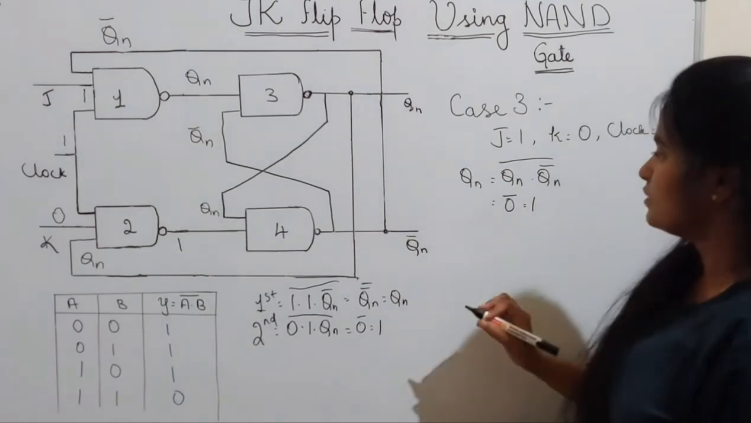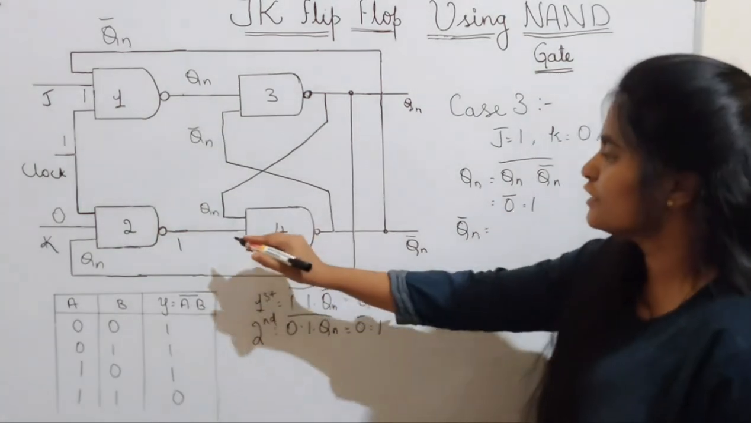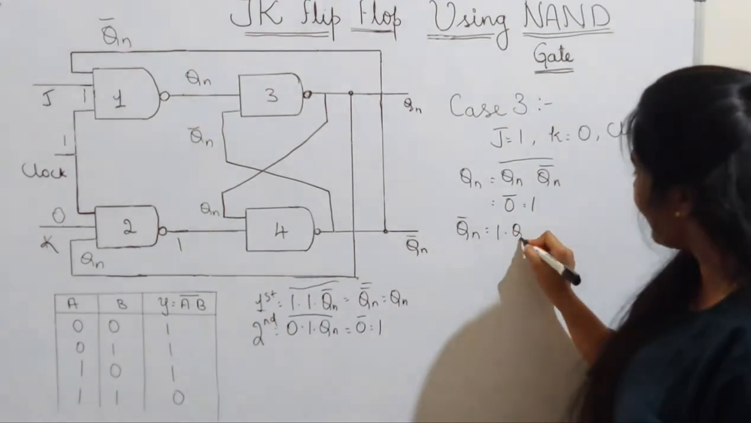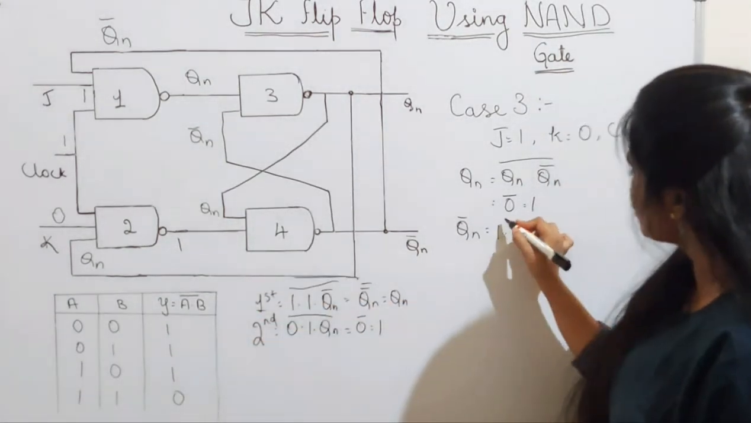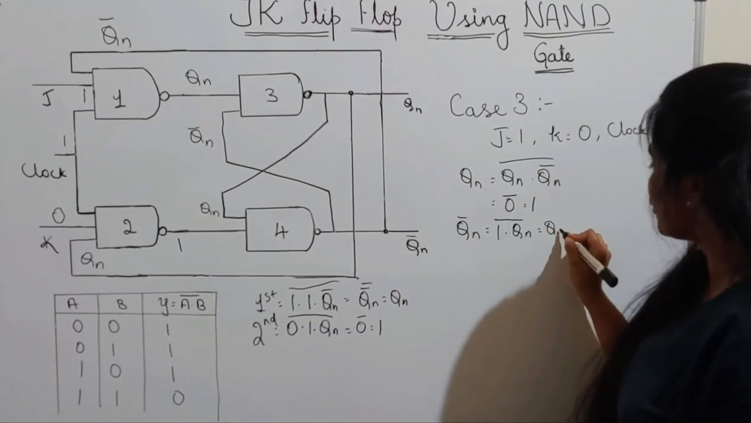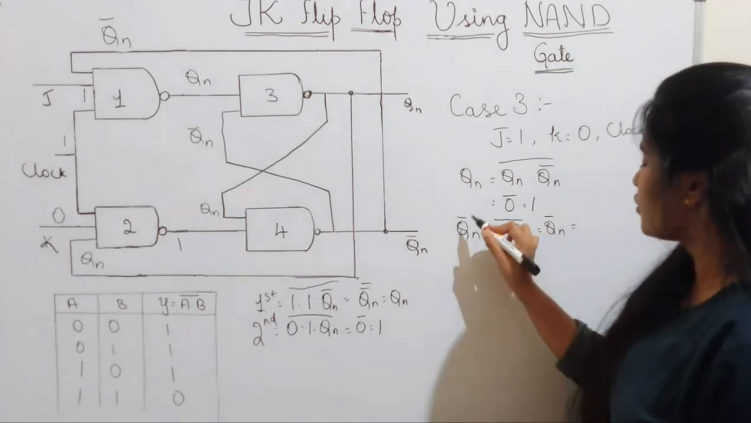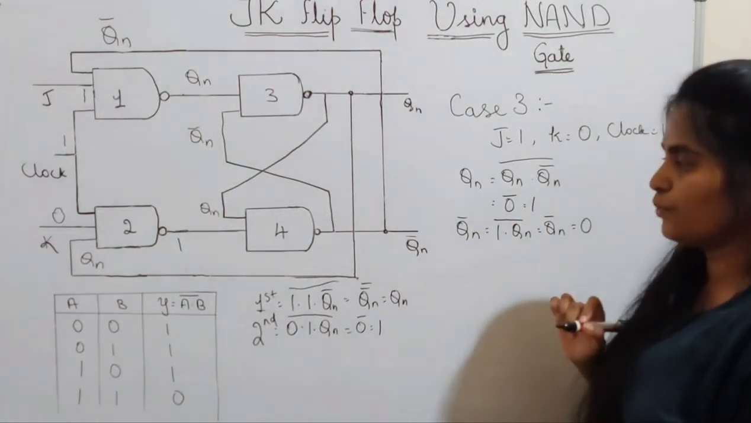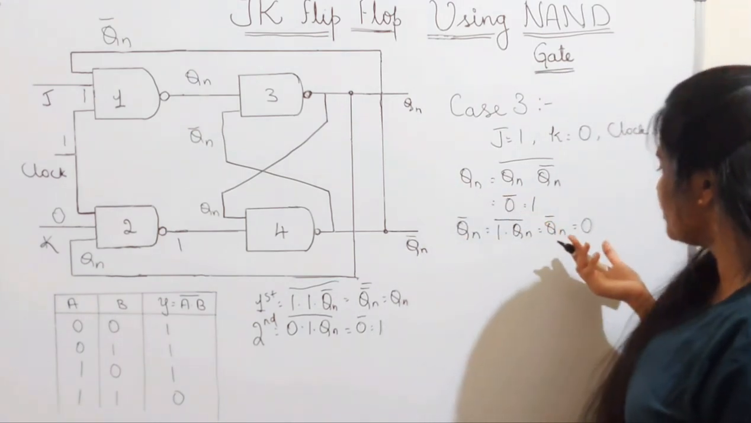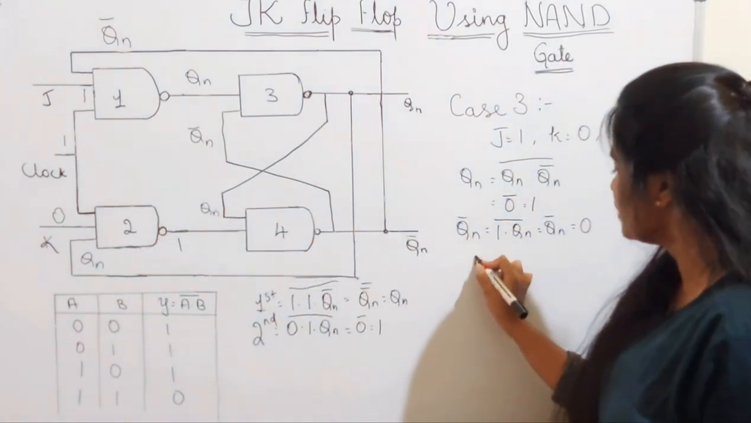Qn is 1. Considering Qn complement, the first input is 1, the second input is Qn. Reference to the expression, I am complementing both the inputs. The answer is Qn complement. As Qn is equal to 1, the Qn complement turns out to be 0. Now if you notice, Qn is equal to 1 and Qn complement is equal to 0. So the entire circuit is under the condition of set.